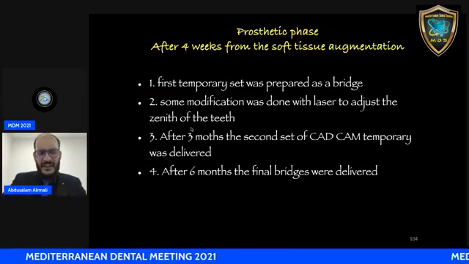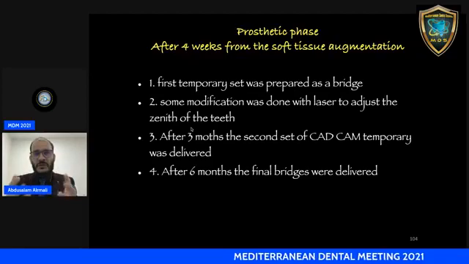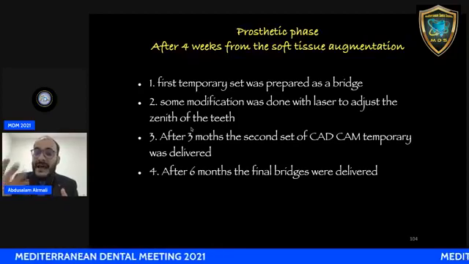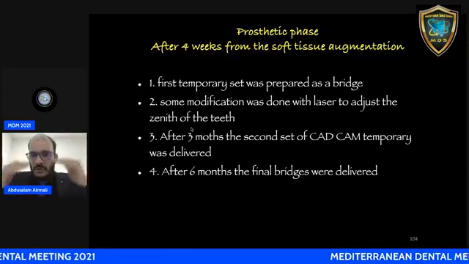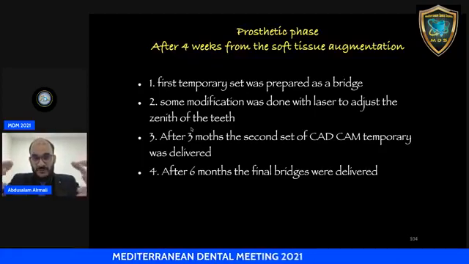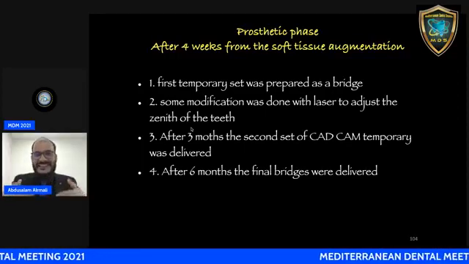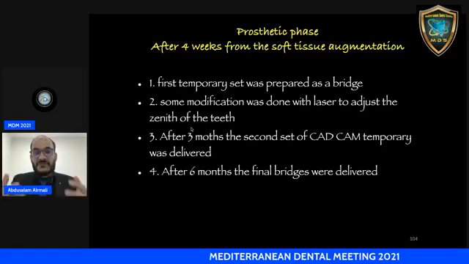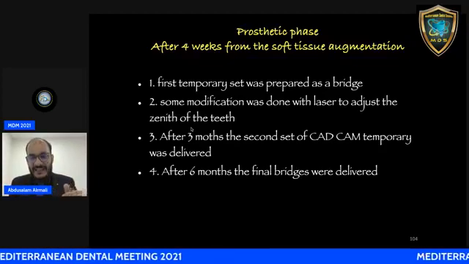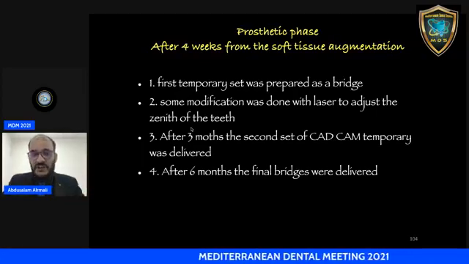This is a very critical, very important phase, because in this phase you're going to manipulate the soft tissue as you design your crown. So don't go to the final crown immediately. You have to deliver the first set of temporary to give that soft tissue a chance to mature. After 2-3 months, deliver the second set of temporary to give the chance for the soft tissue to be manipulated and try to optimize the soft tissue with the adjacent teeth, and after 6 months, when you have optimized the zenith with the adjacent teeth, you can deliver the final crown.